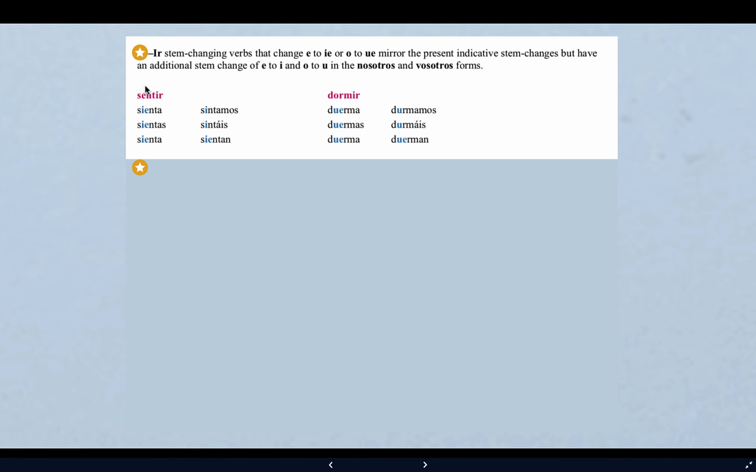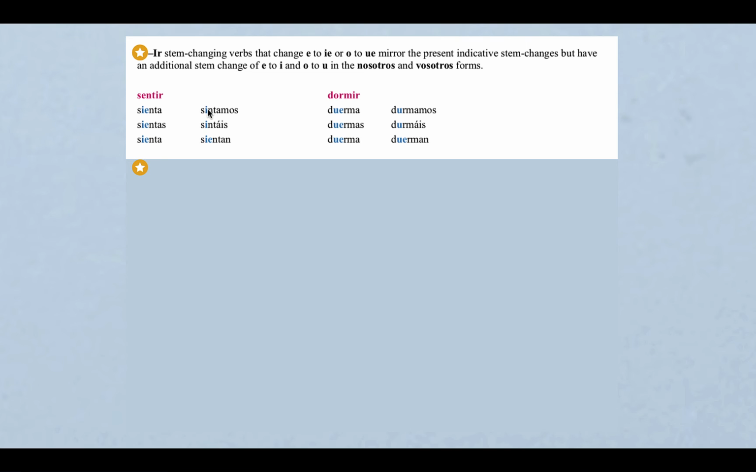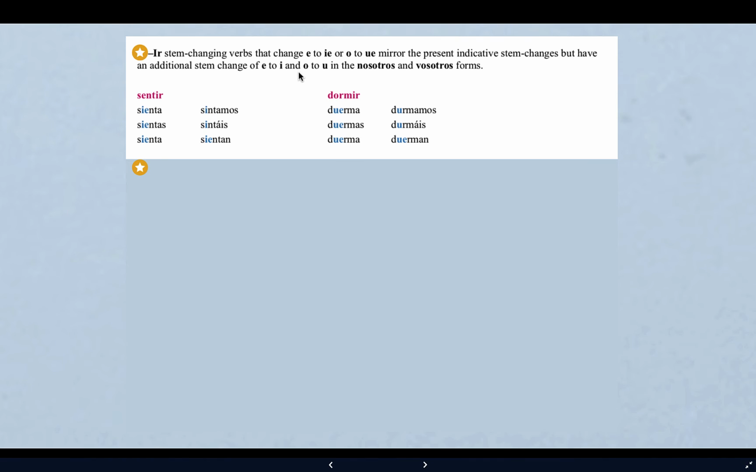So here we go. We have sentir. As you know, in the present indicative, in the nosotros or vosotros form, the E would have stayed here. Nosotros sentimos, right? But in the subjunctive, it changes. It becomes an I. The same is true with words like dormir. So, que él duerma, que tú duermas.